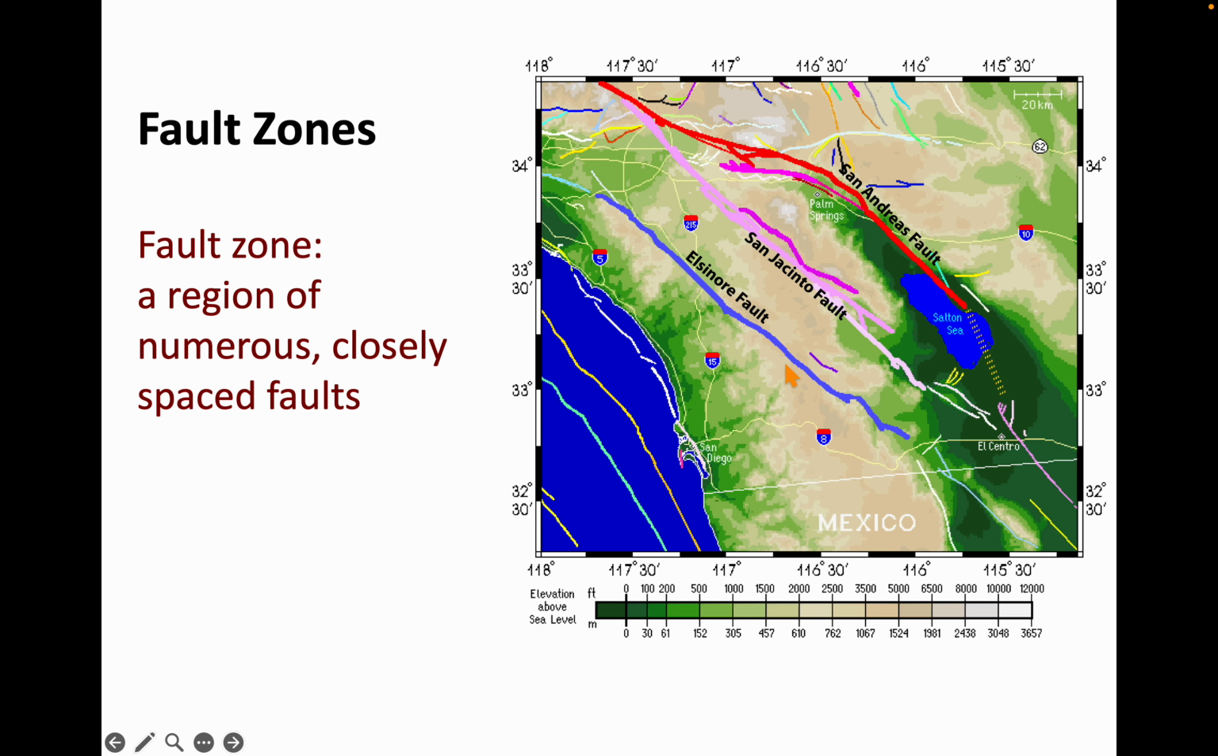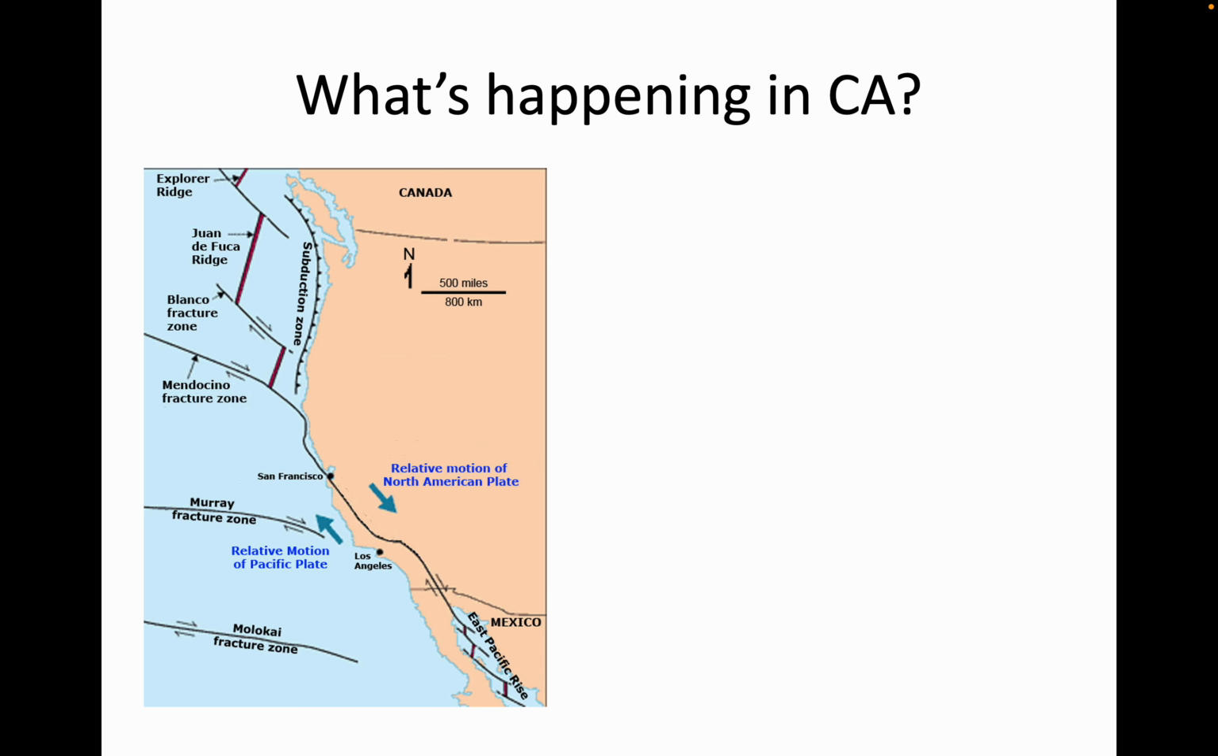Okay, so a fault zone is a region of numerous closely spaced faults. So like when we think of California, we primarily think of the San Andreas Fault, but there are way more faults than the San Andreas in California. A lot of them are just a lot smaller. We've got the San Jacinto Fault, the Elsinore Fault, and there's a whole bunch of other little ones that you'll be seeing with the assignment you're going to be working on.